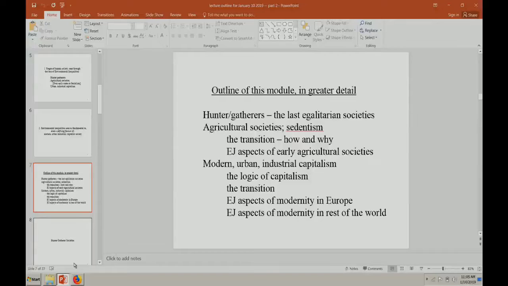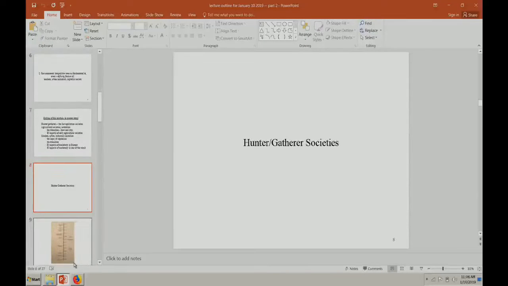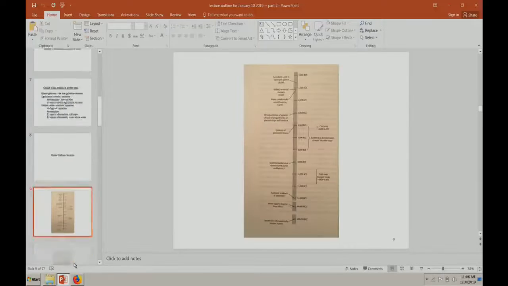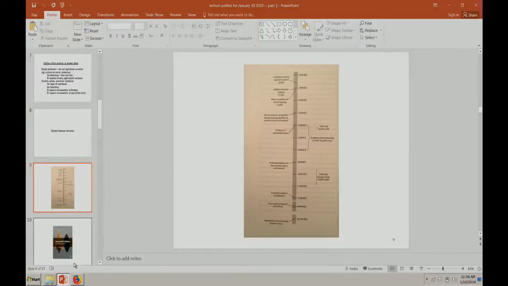So Europe becomes the center of a world system in theoretical terms, and so we need to look at that as well. So our first look will be at hunter-gatherers, and I found this useful little chart yesterday, so I'll clean it up and make a stronger copy. But let me show this to you.